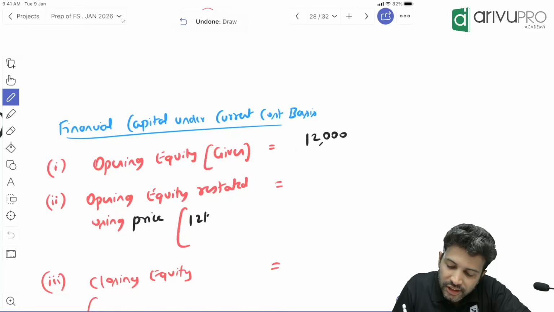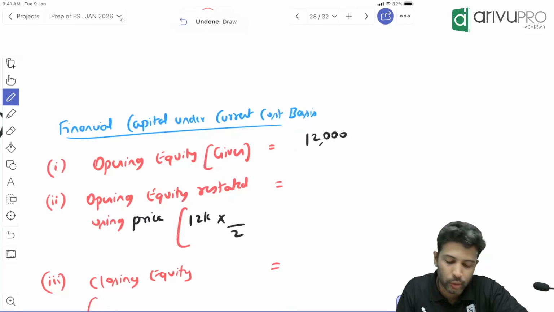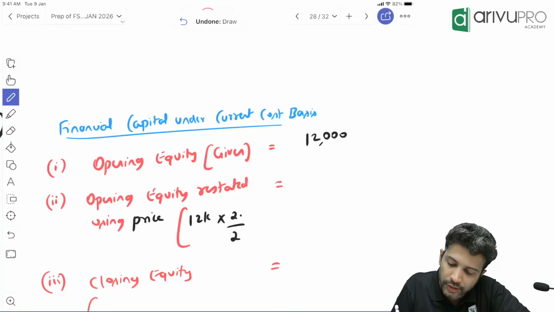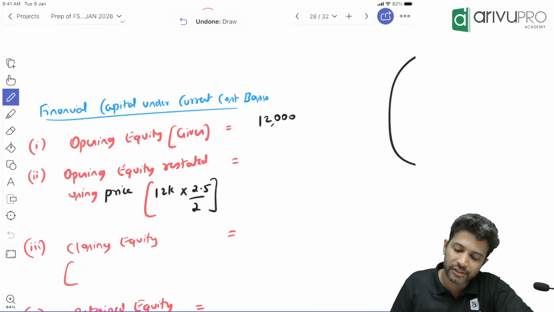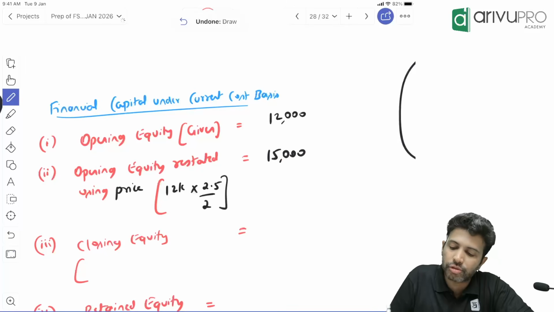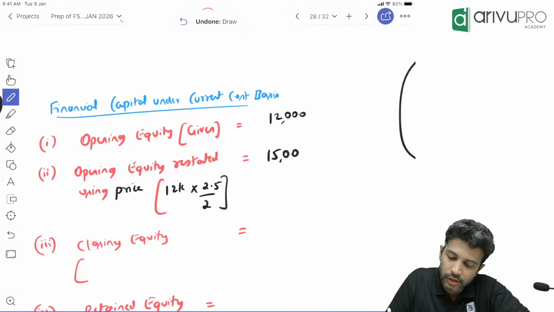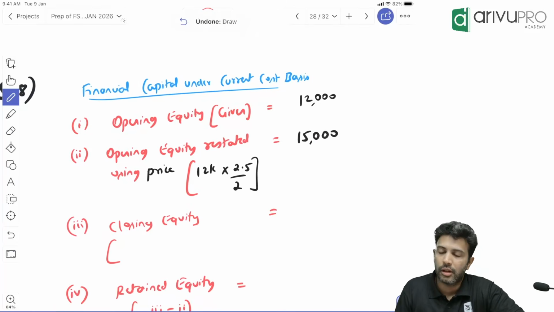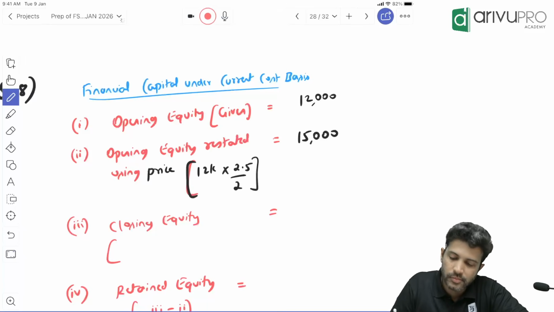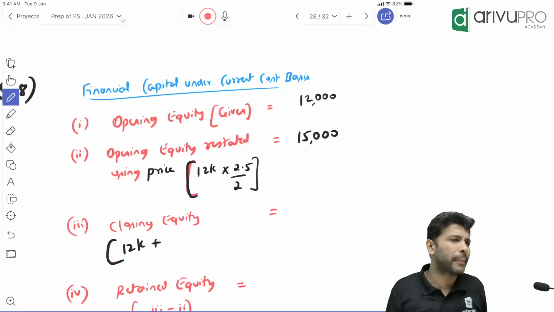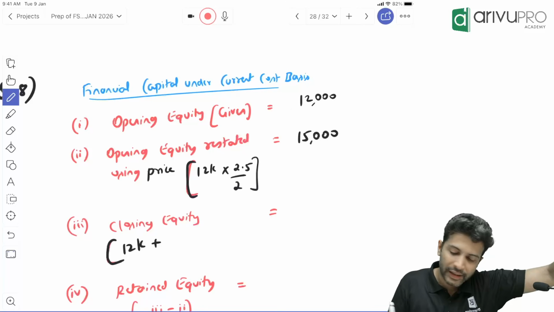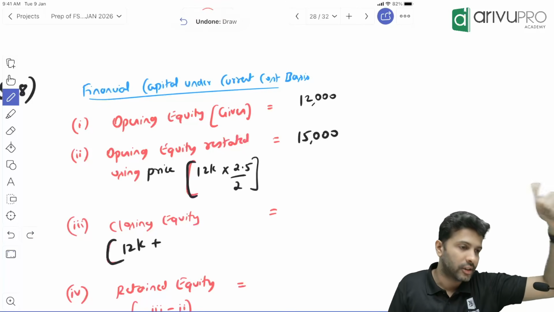12,000 represents the opening equity when the price of the product was 2 rupees. When it is 2.5, how much? This is the cross multiplication. How much is this? 15,000. Any problem? Now find out the actual closing equity. How do you find out actual closing equity? It's your closing capital. Take the opening capital, which is actually how much?